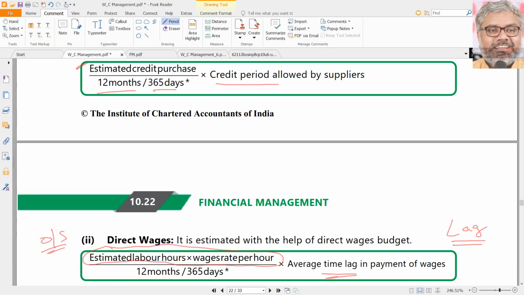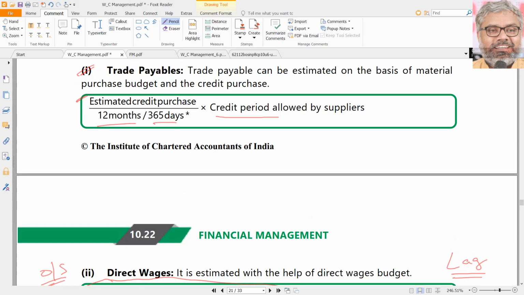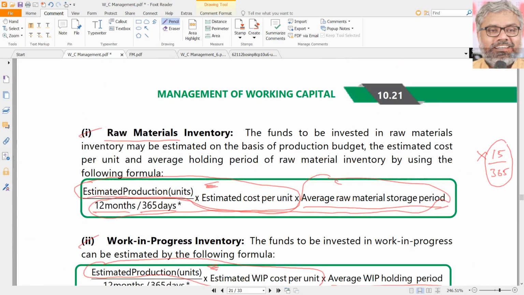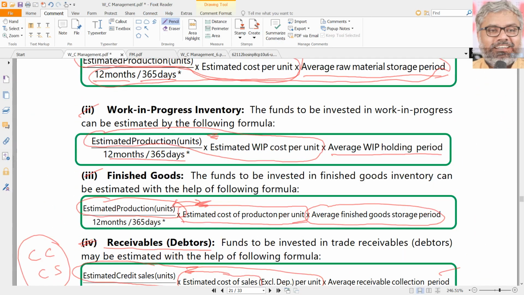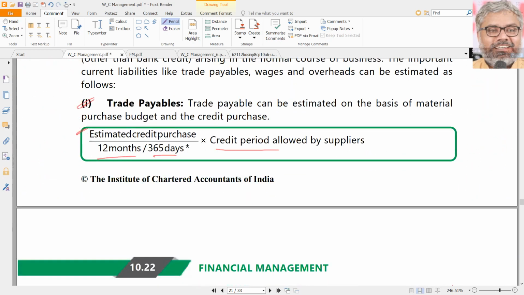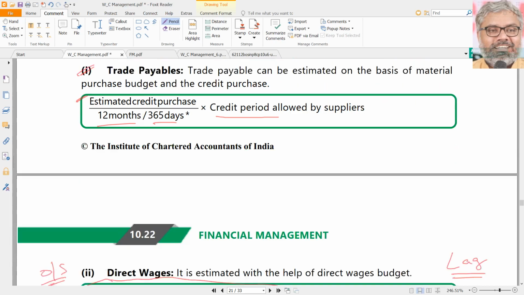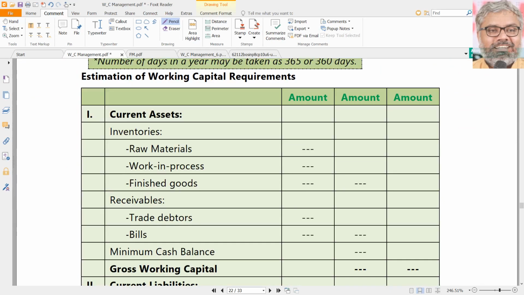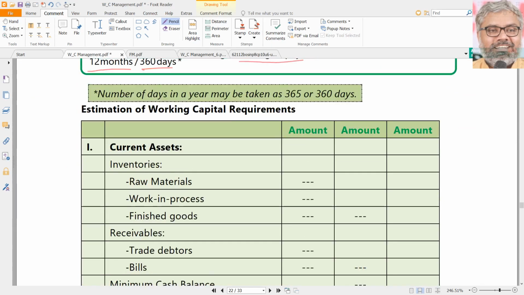Like this, for trade payables also, the core thing is annual credit purchases. So again, understand the difference here. When you look at the raw materials inventory, that is the materials consumption. When you look at the trade payables here, that is not materials consumption, it is materials purchased. Consumption and purchase need not be the same. Sometimes they can be the same also, but not necessarily. These are small things that have to be identified carefully when we approach the problems. Same with lag in payment of wages and lag in payment of overheads. Like this, if we do, we'll get the total working capital requirement.